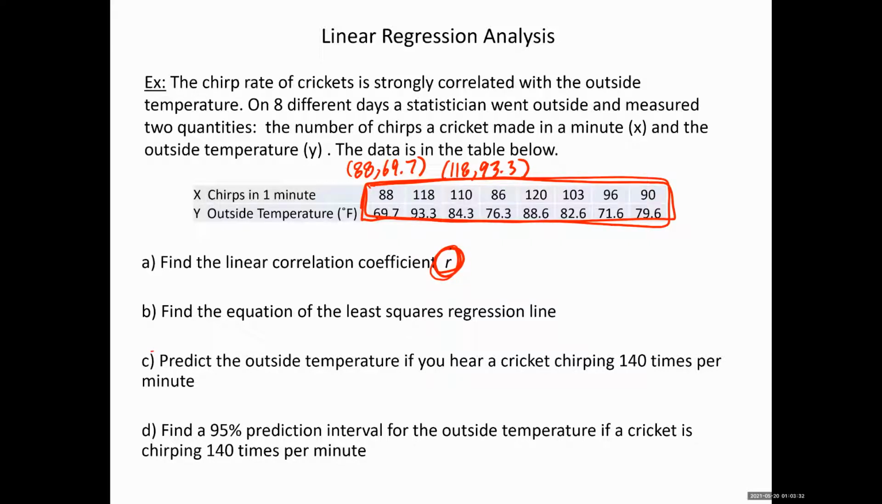Some things to know about R. R is always between -1 and 1. Okay, so between -1 and 1.